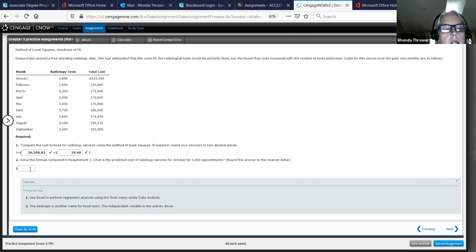So it says, using the formula computed in requirement 1, what is the predicted cost of radiology services for October if they have 3,500 appointments? So basically you would put it in the formula where this is your fixed cost, and this amount right here, $39.48, would be multiplied by 3,500 units to get the total variable cost. So I'm going to pull up my calculator.